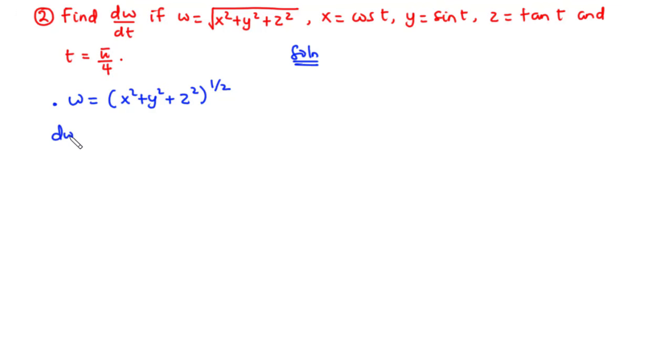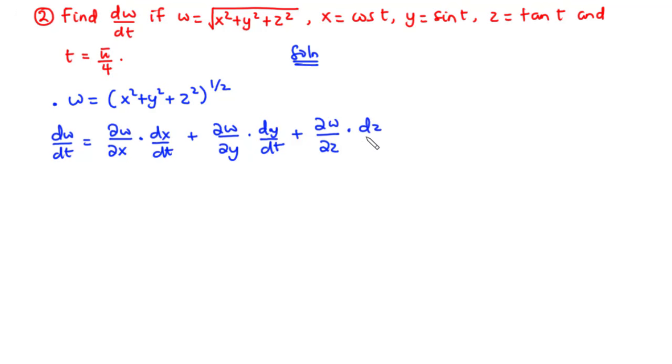Now to find dw/dt, we know that is equal to the partial derivative of w with respect to x times dx/dt, plus the partial derivative of w with respect to y times dy/dt, plus the partial derivative of w with respect to z times dz/dt. Now even before that, let's try to simplify these three, that is x, y, and then z. Now we know that x is equal to cos t, and then t is given as pi on 4. So automatically we have cos pi on 4, and then that is equal to cos 45.